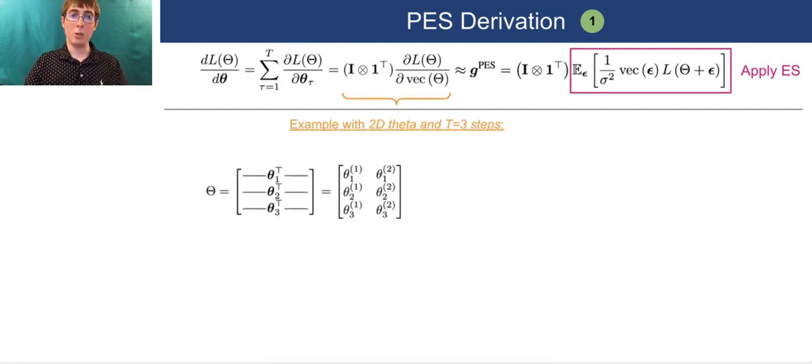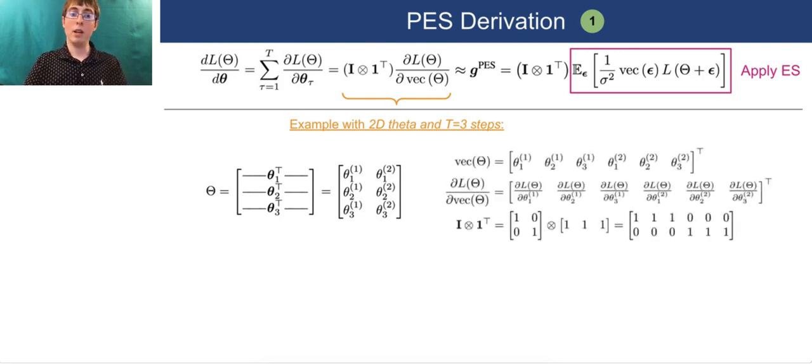So to understand how this expression works, in particular the Kronecker product, we can look at a concrete example with two-dimensional theta and 3 time steps. So here the matrix capital Theta has 3 rows corresponding to the 3 applications of theta over time, shown on the left.